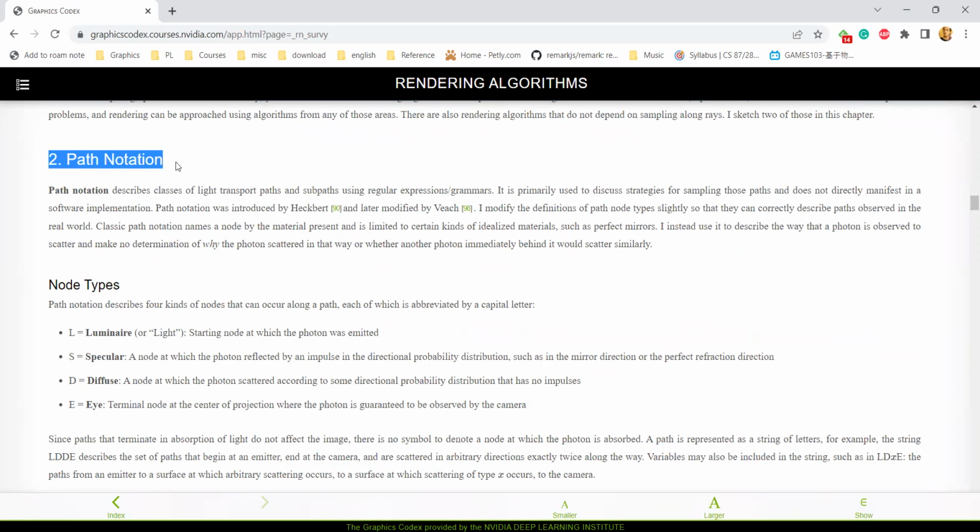Path notation. Path notation describes classes of light transport paths and subpaths using regular expression grammar.